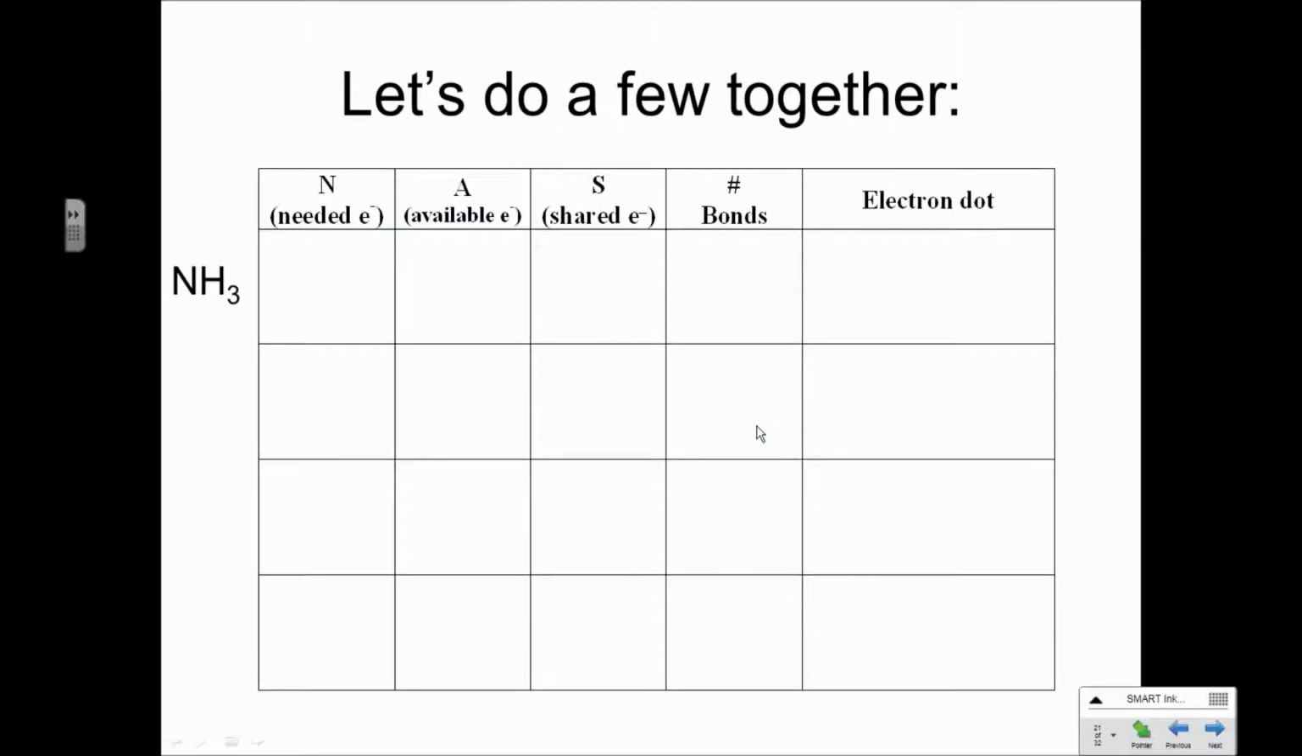Now, let's take a look at a couple here. First, we have NH3. Remember, N stands for how many 8s and 2s? In the case of hydrogen, we only need 2. All non-hydrogens, we need 8. So we have 1 non-hydrogen and 3 hydrogens. That's a total of 14 needed, and available as valence electrons, nitrogen is in the 5th column. Hydrogen is in the 1st. So we have 5 and 3 1s. That's a total of 8.